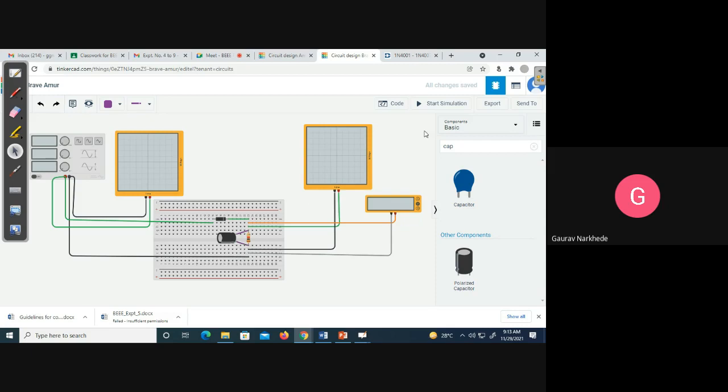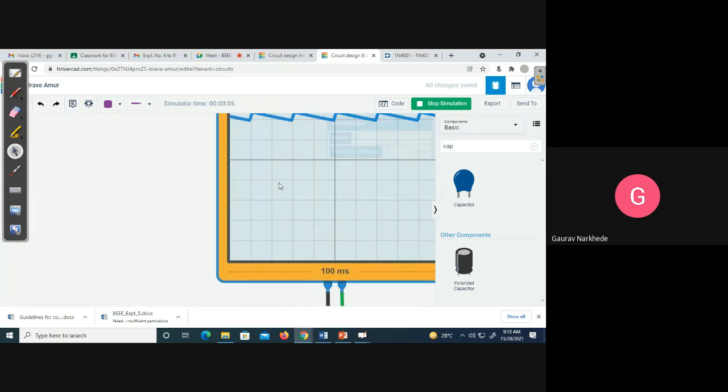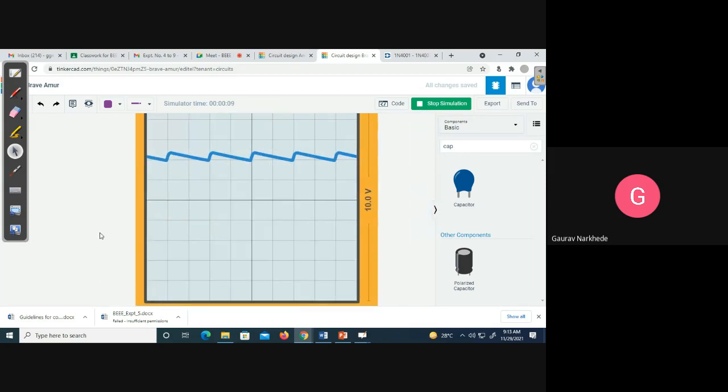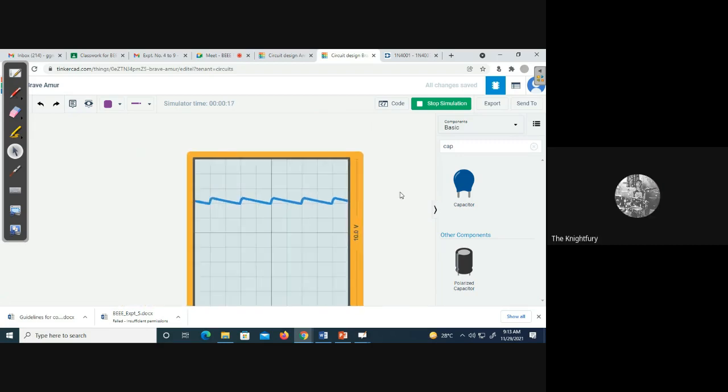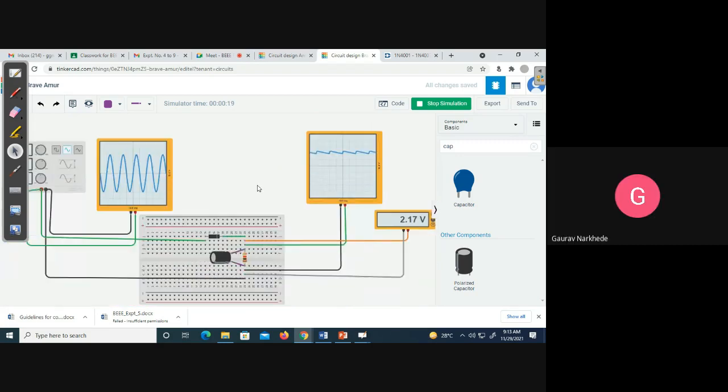So let me run this, and let us see what is the output. Wow. So I'm getting charging and discharging. I will just zoom it for you. Can you see? Charging, discharging, charging, discharging, charging, discharging. Is it correct? Yes, sir. So can you see the output of the capacitor filter?